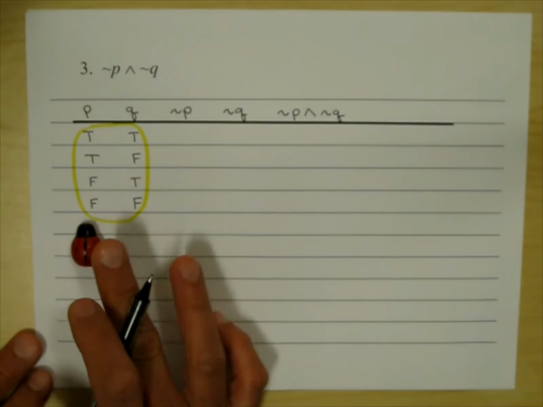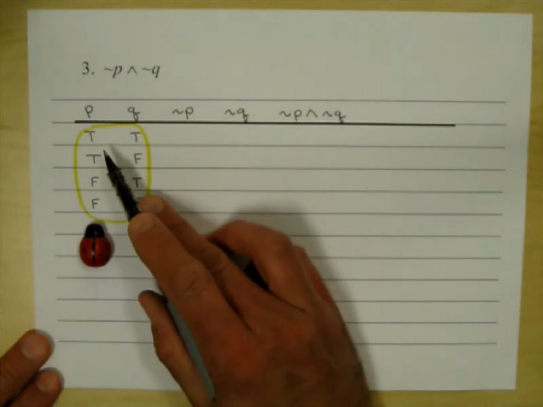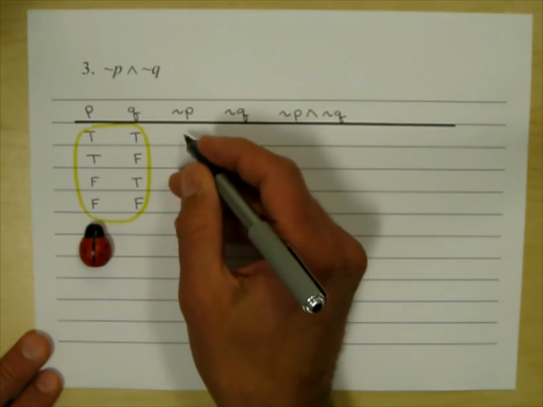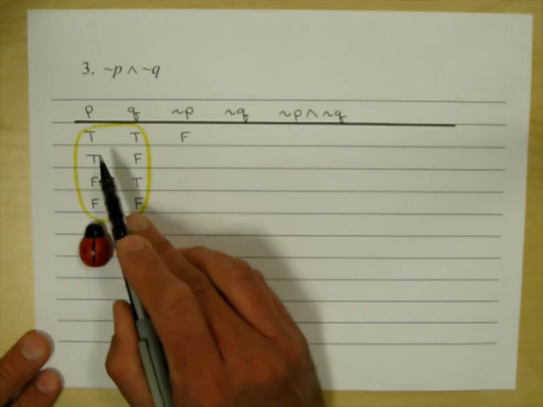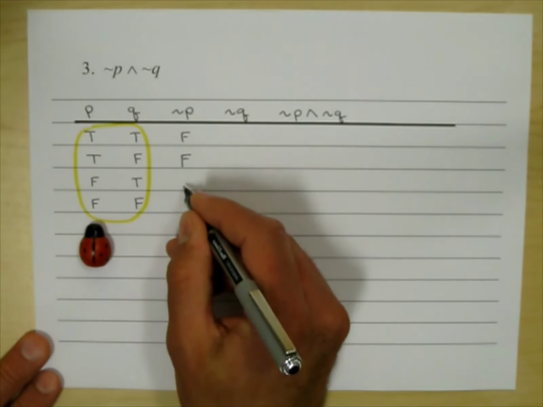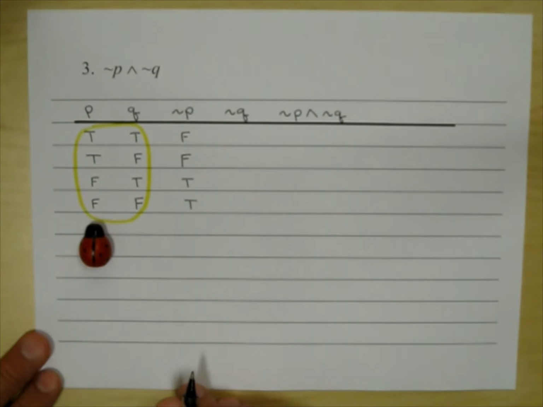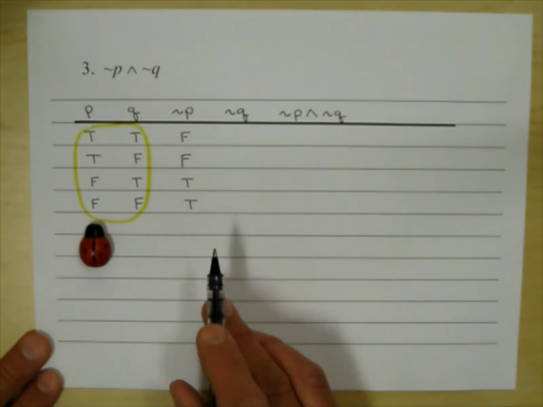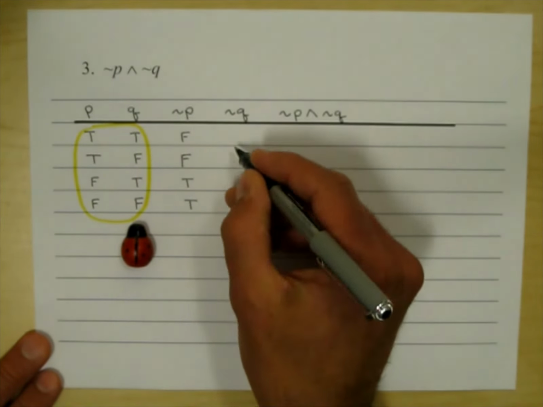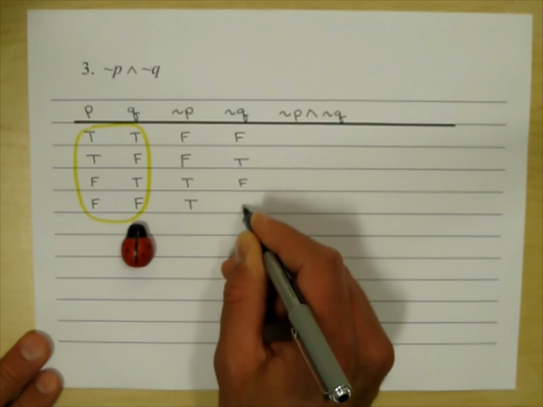Negation P is right there. The bug, he can't see that well, so I had to direct him. So what's a negation of true? True, false, false. It would be false. So what we're doing is we're saying not true is false. Not true is false. Not false is true. Not false is true. Okay, so now we're going to do the next column, which says negation Q. The negation of true, false, false is false, true, false, true.